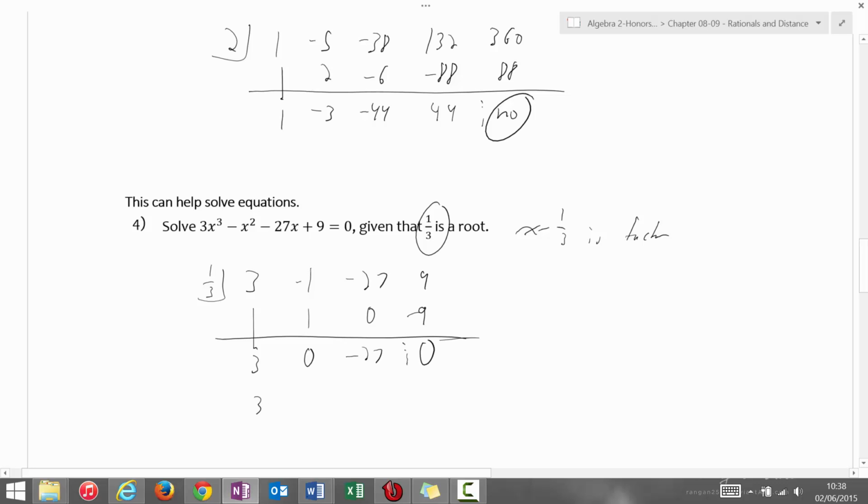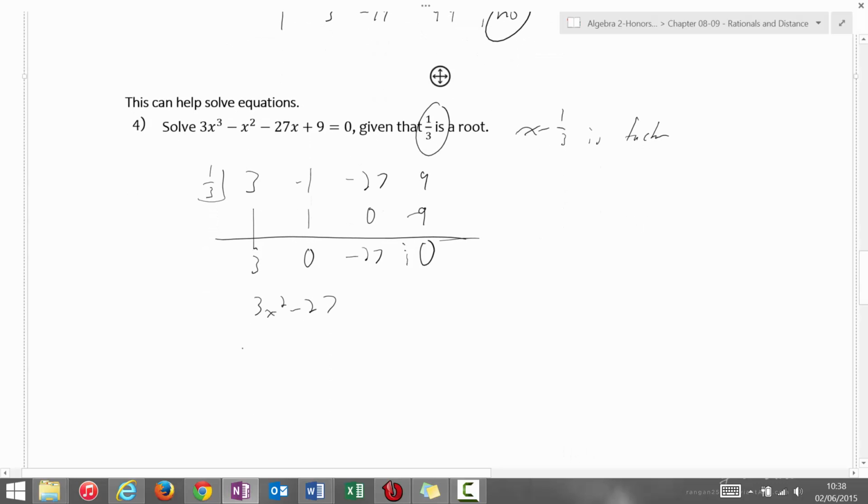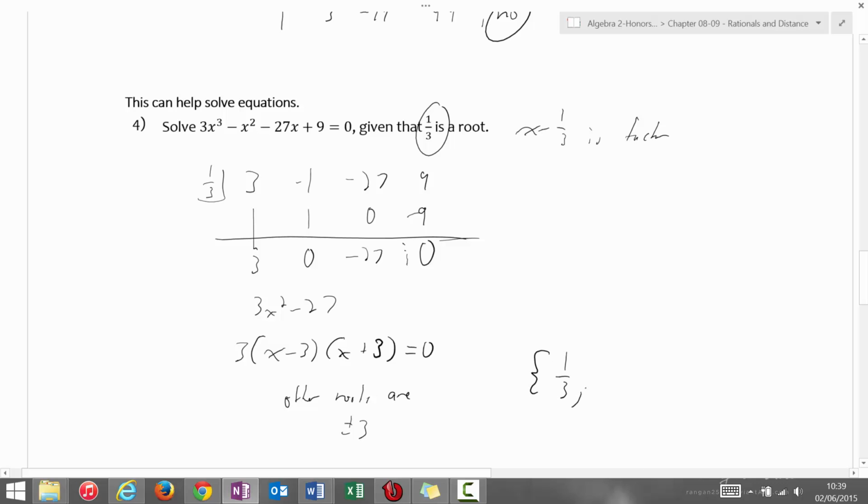And what I'm left with is this 3x squared minus 27. Well, that can factor into this. And if I set that equal to 0, that means my other roots are plus or minus 3. And so my total solution would be the 1/3 originally and the plus or minus 3.